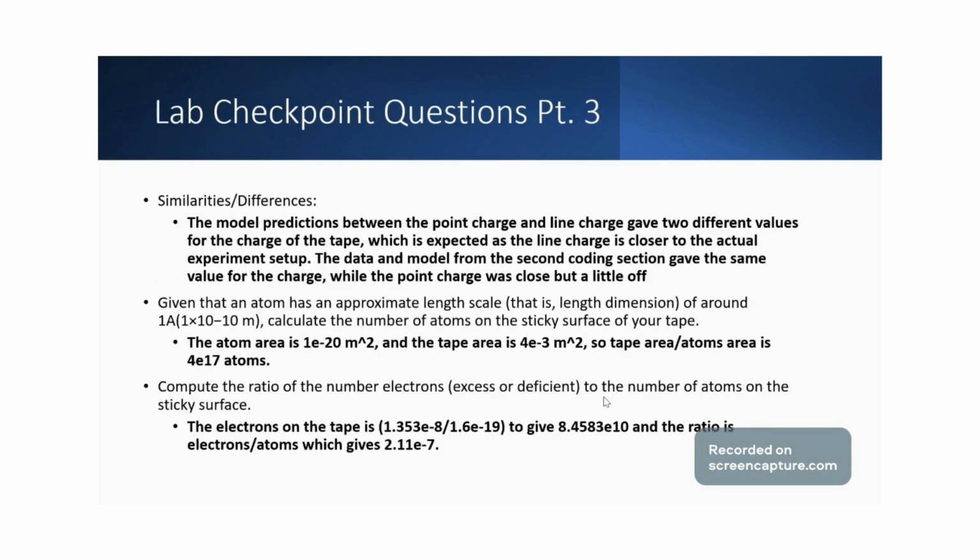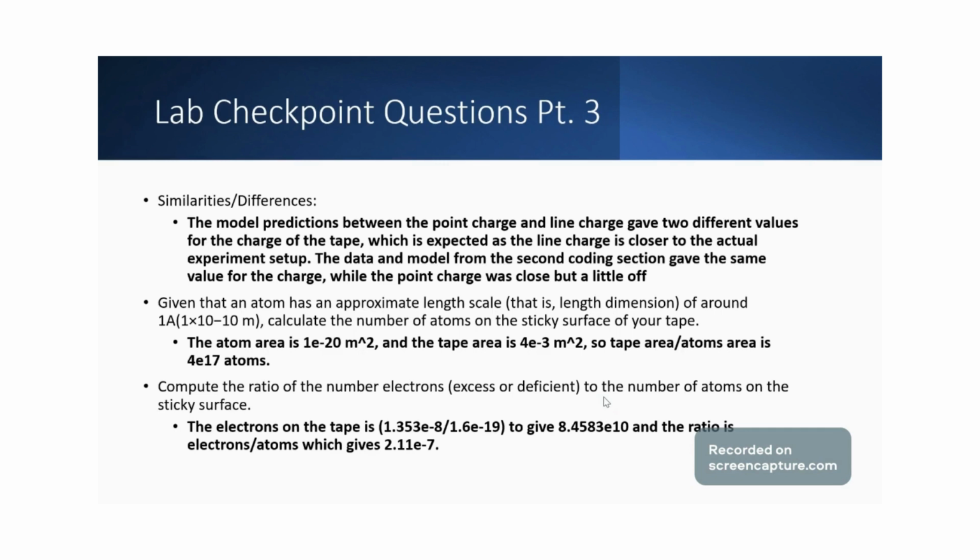The similarities and differences. The model predictions between the point charge and the line charge gave 2 different values for the charge of the tape, which is expected as the line charge is closer to the actual experiment setup. The data and model from the second coding section gave the same value for the charge, while the point charge was close but a little off.